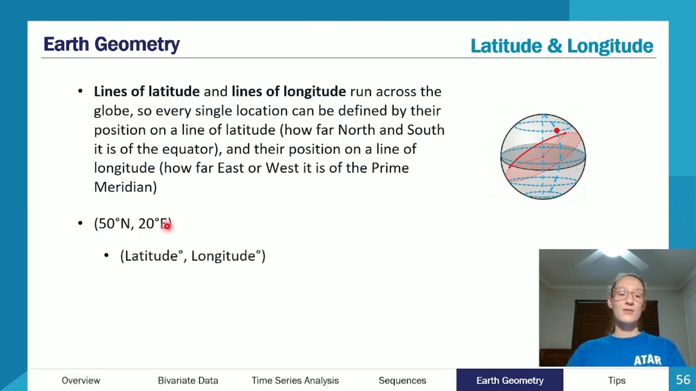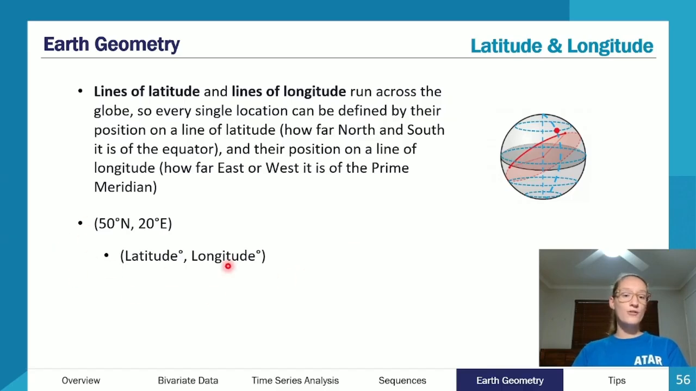This is another really important thing to keep in mind. It's always latitude first and then longitude. So it's always going to be number, degrees, and then N or S, depending on whether it's north or south, or just 0 degrees if it's on the equator. And then longitude, number, degrees east or west, or 0 or 180 if it's on the prime meridian or the international date line. But it's always latitude and then longitude. So how far north or south, how far east or west.